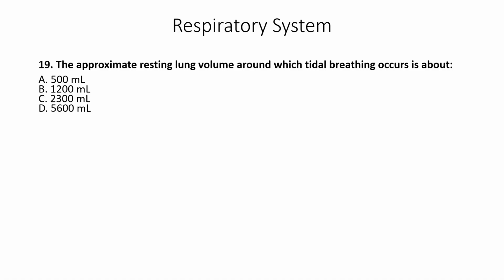It's also called functional residual capacity or FRC. Okay, it is the amount of air present in the lungs at the end of a normal quiet expiration. So when you haven't put in any extra effort to breathe outwards, then whatever air is left, that is the resting lung volume or the functional residual capacity. And the answer to that is actually 2300 ml. So option C, 2300. So let me explain how this is working.